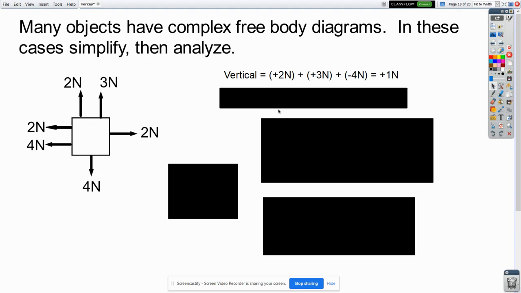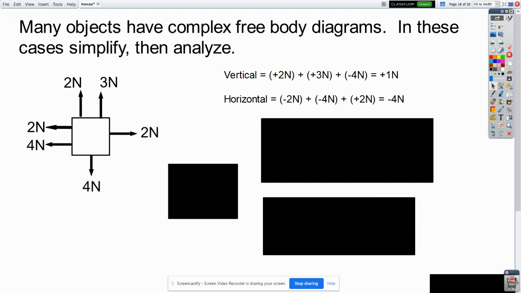Then I analyze my horizontals. I have a 2 Newton force to the left, so that's negative 2 newtons. I have a 4 Newton force to the left, so that is negative 4 newtons. And I have a 2 Newton force to the right, that is a positive 2 Newton force. Add those all up, I get negative 4 newtons. So I have another component, the horizontal component would be negative 4 in that direction.